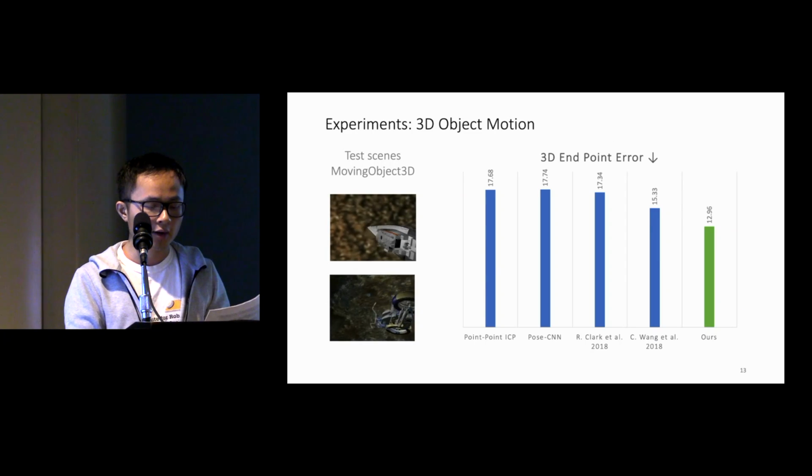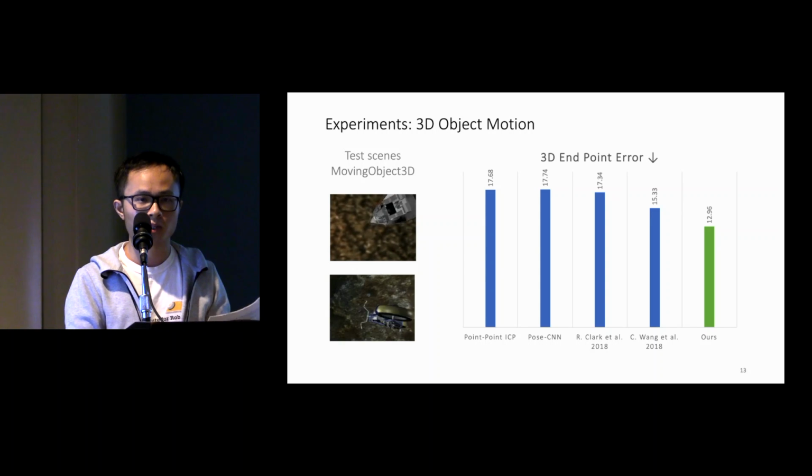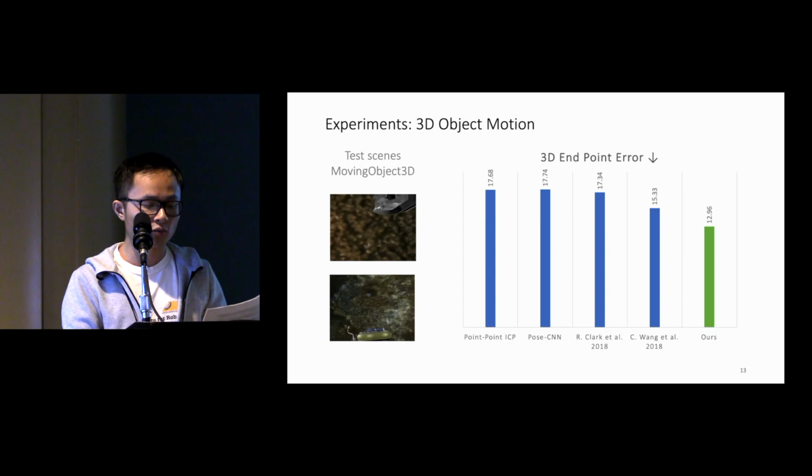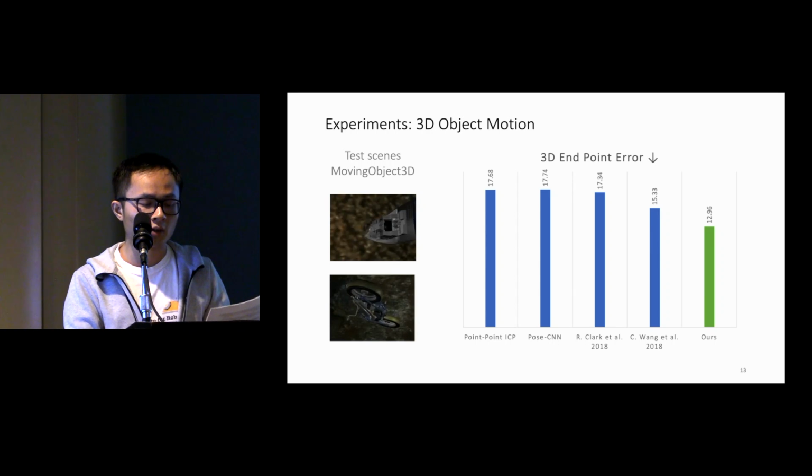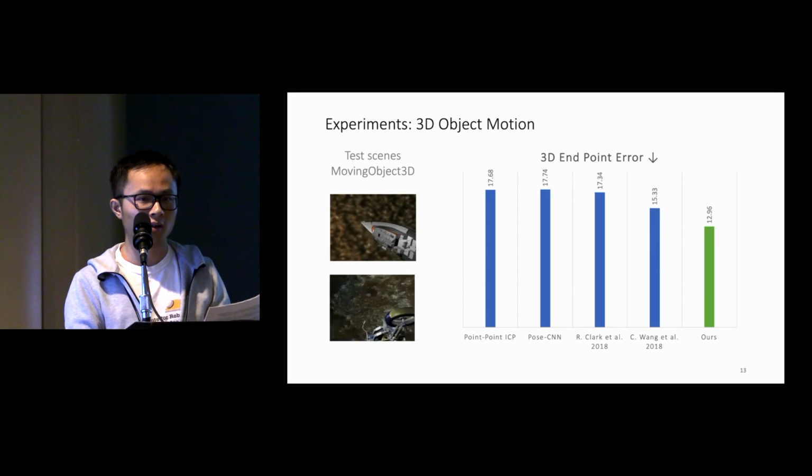We first evaluate our method on 3D object motion estimation using a synthetic dataset we rendered. On unseen objects with random motions, our method, highlighted in green, achieves the lowest alignment error compared to baselines using either learning or non-learning methods.